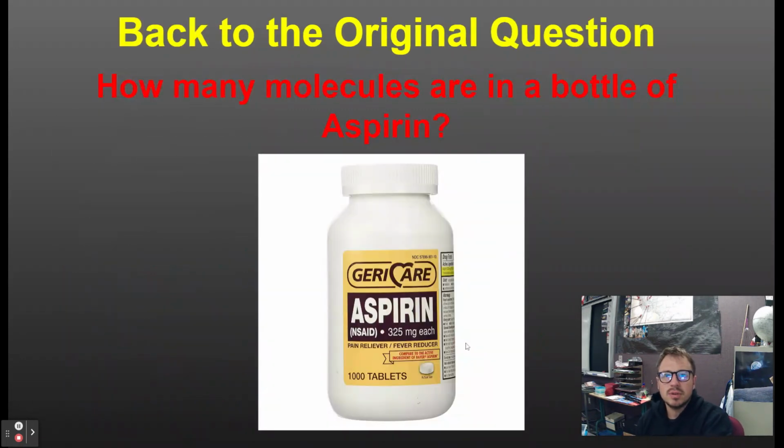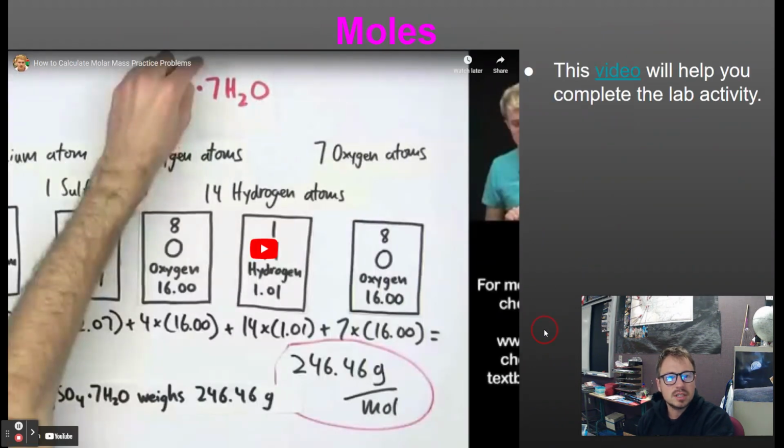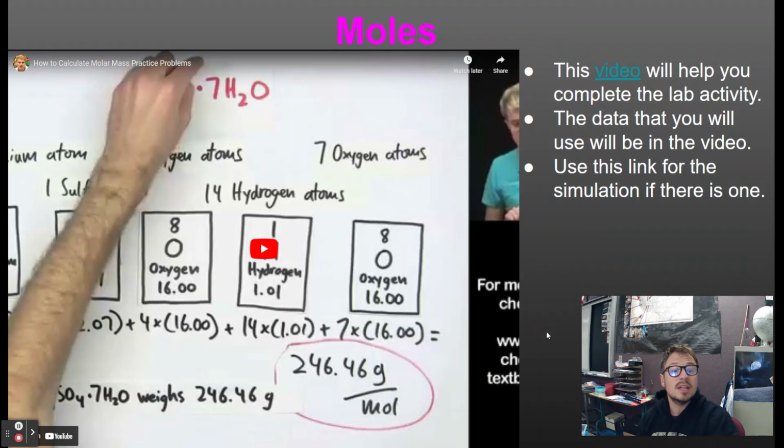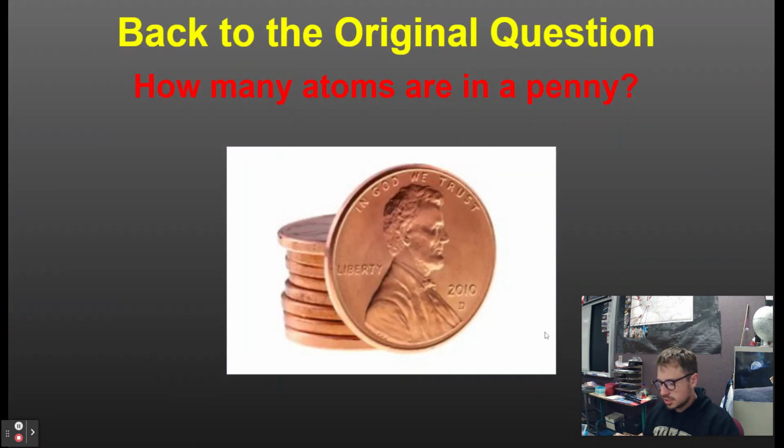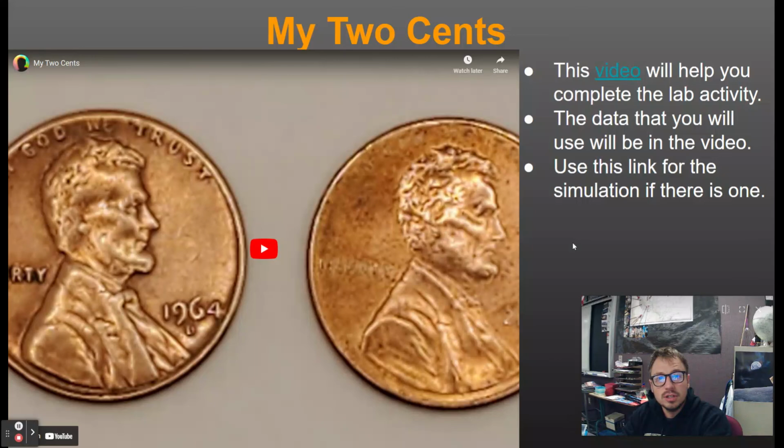So we asked this original question, how many molecules are in a bottle of aspirin? In order to do this, we did this class activity called moles as the end of it. It's just practicing what we just learned. Now, this next question was sort of taking it to the next step. How many atoms are in a penny? So in order to do this, we did my 2 cents.